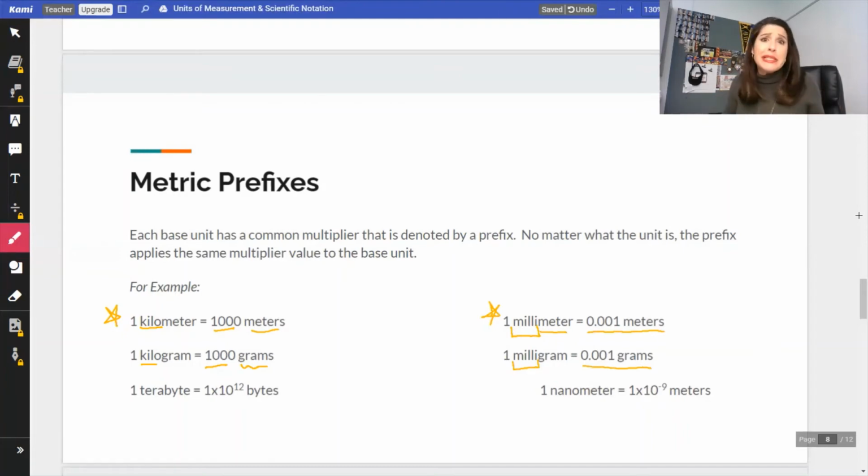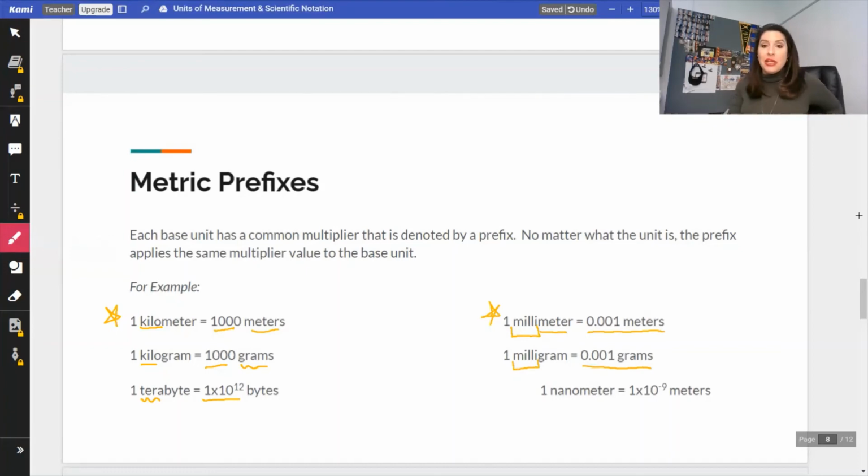We also have some crazy units out there like tera. Tera is a huge multiplier. The prefix tera means 1 times 10 to the 12 of something. In this case, your 1 terabyte hard drive actually means 1 times 10 to the 12 bytes of data.